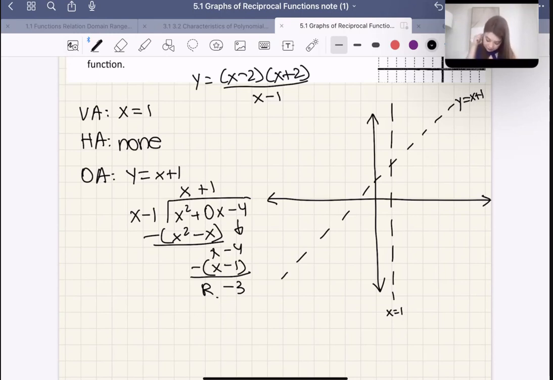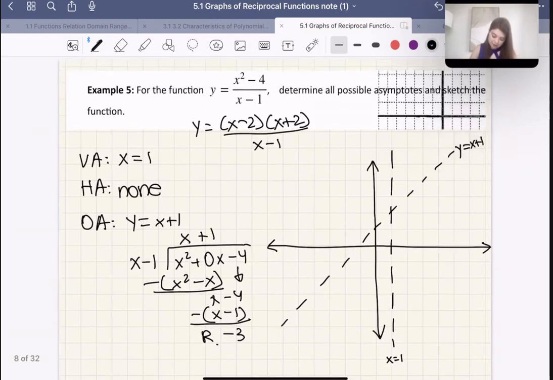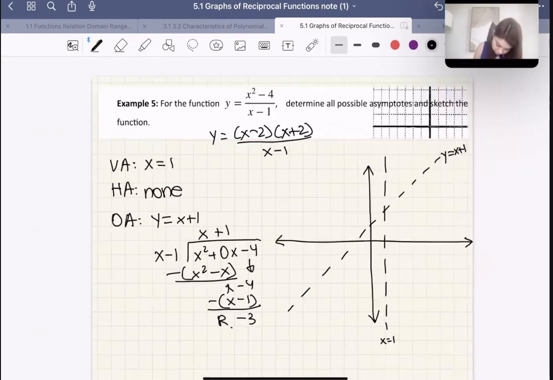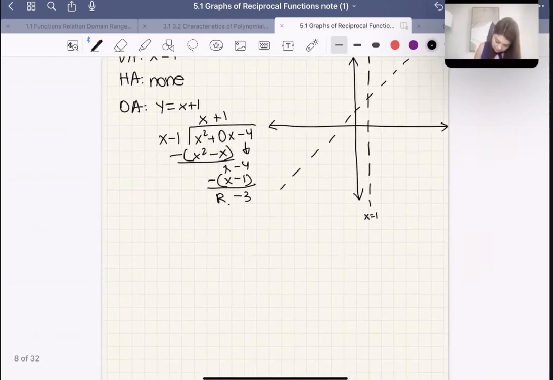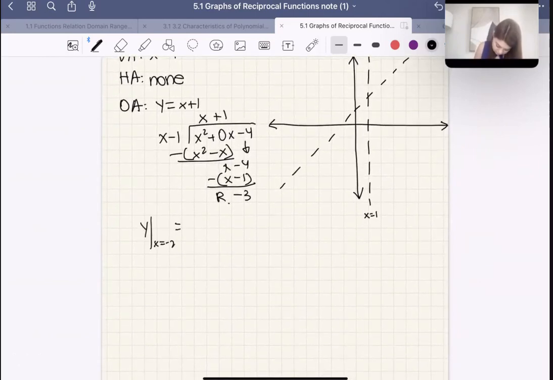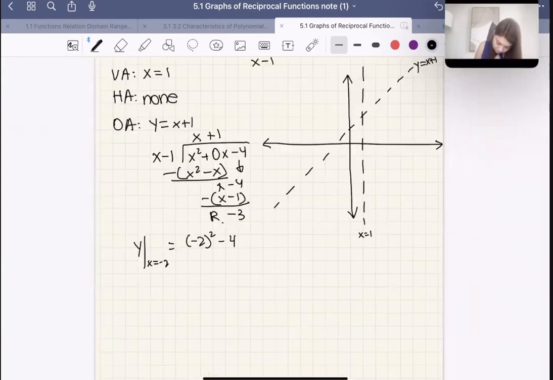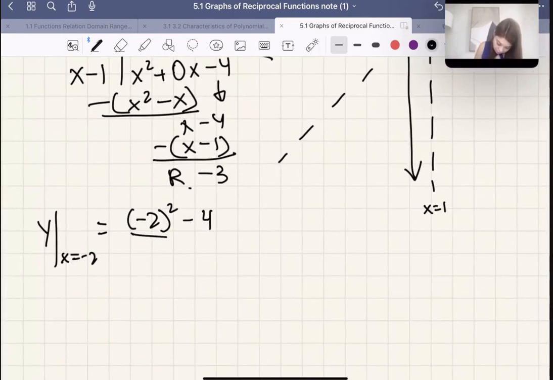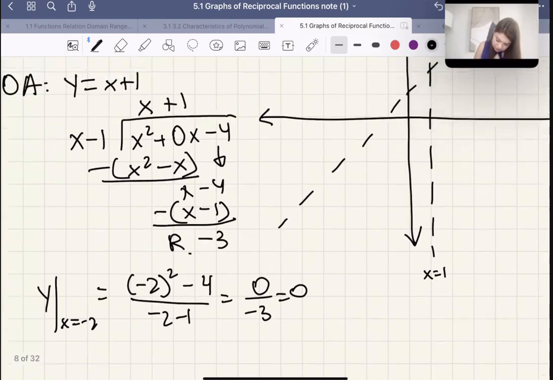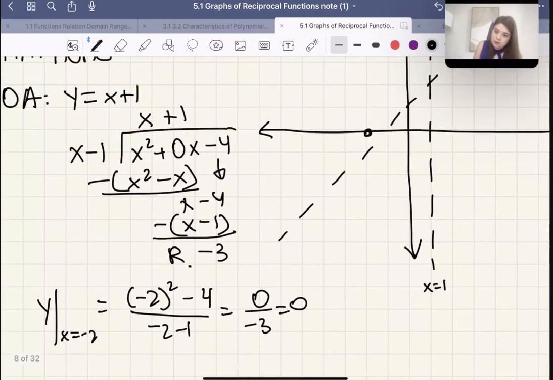So let's figure out a point that is to the left of our oblique asymptote. Okay, so let's try minus 2. What do we get if we put in minus 2? Well, let's see. We will get minus 2 squared minus 4 over minus 2 minus 1, which is 0 over negative 3, which is 0. So we have a point at negative 2, 0, so a point there.